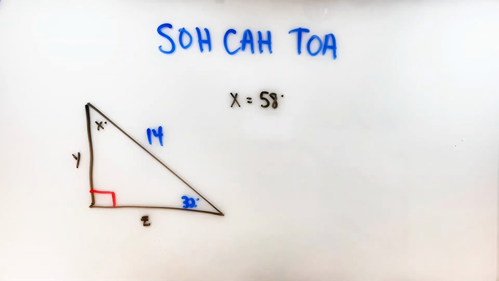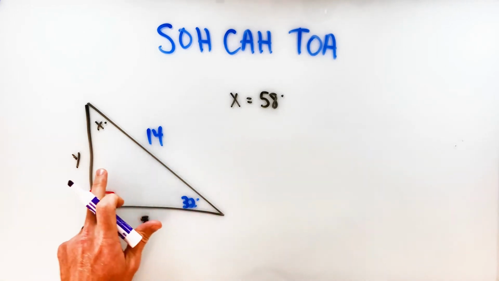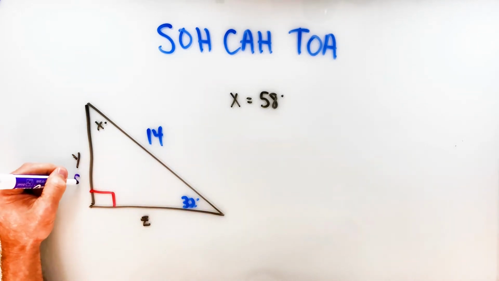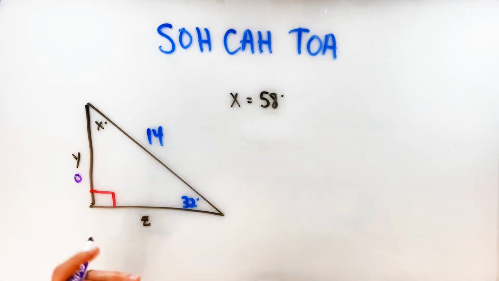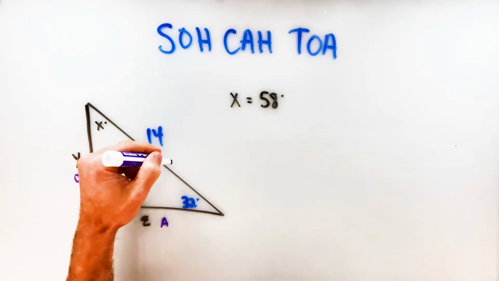It's always helpful if you label your sides as opposite, adjacent, and hypotenuse. That's in relation to the acute angle that you're going to use. So if this is my 32-degree angle that I'm going to use here, the opposite leg of that angle is going to be here. So this is my opposite leg, so I'll put an O. My adjacent leg to the 32-degree angle is z, so I'll put an A for adjacent. And my hypotenuse here is 14.